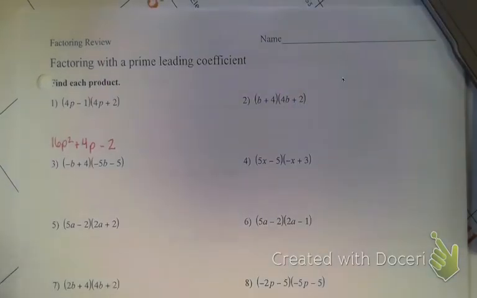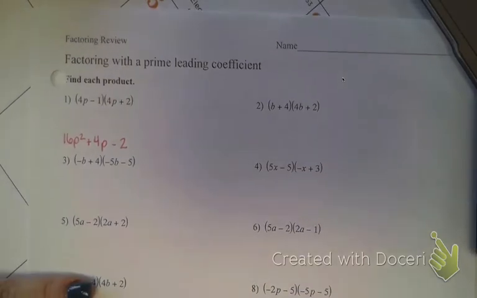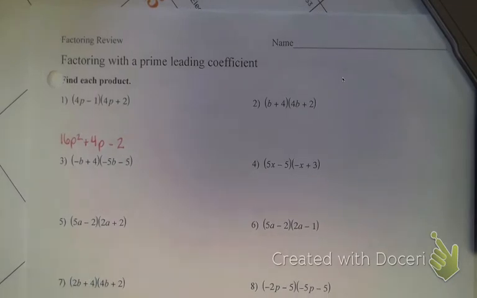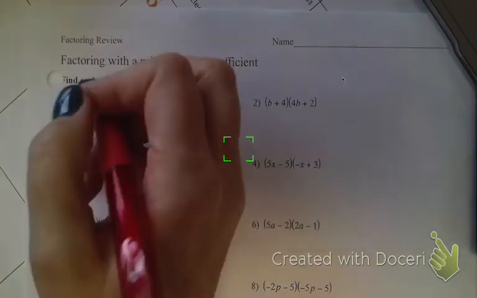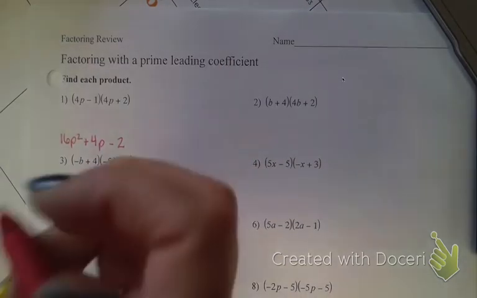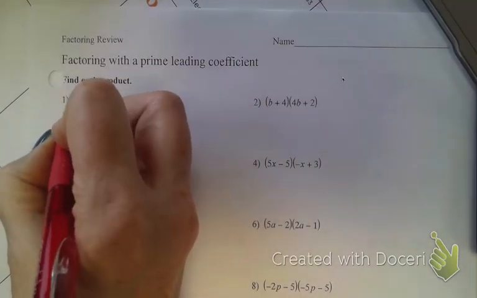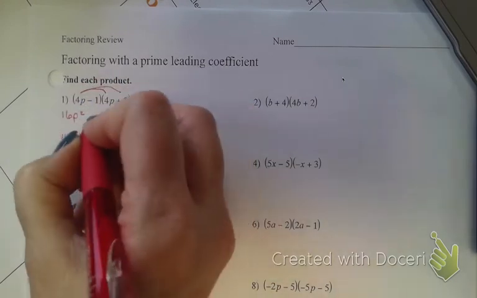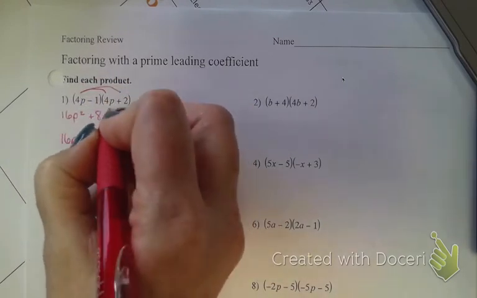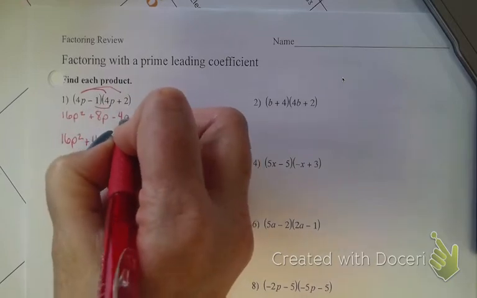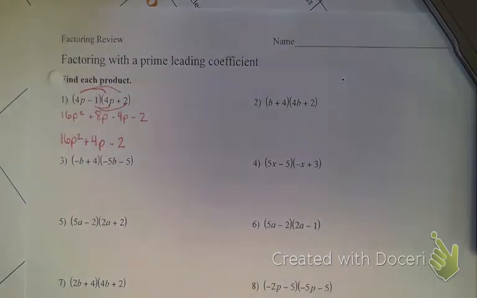Okay, you should have gotten 16p squared plus 4p minus 2. How'd you get squared? How'd you get 4p? Well, 8p minus 4p is 4p. How'd you get squared? Because p times p is p squared. So 4 times 4 is 16p squared plus 8p minus 4p minus 2. You should be able to do that without making mistakes. That is a skill that you've been doing for a long time.